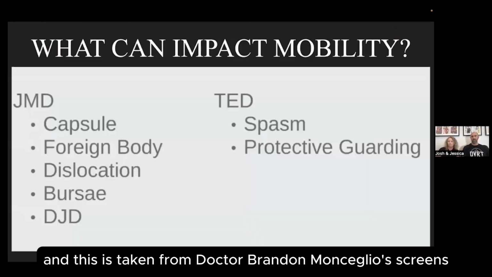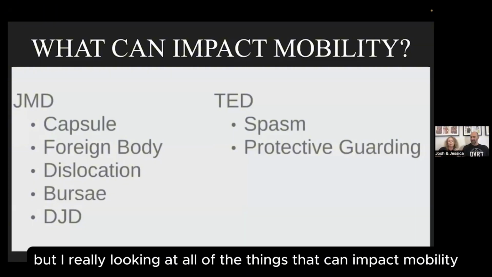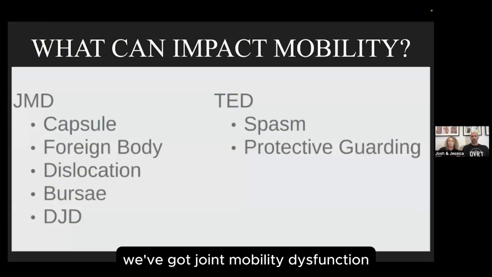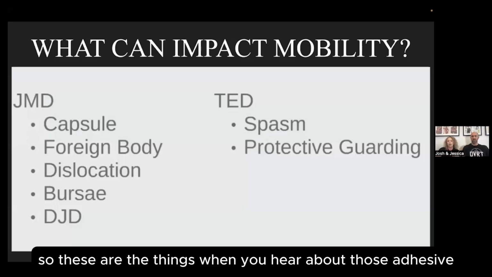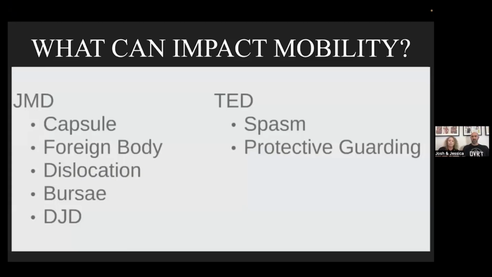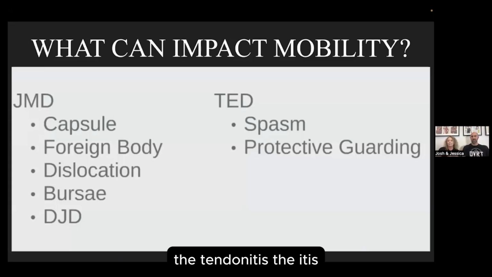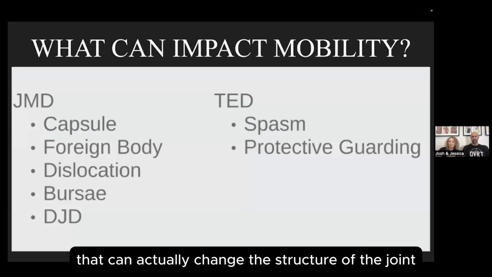And this is taken from Dr. Brandon Moncello's screens. I don't know if I said his name right. Well, we'll have to ask him later on. But really looking at all of the things that can impact mobility. We've got joint mobility dysfunction. So we've got that capsule. These are the things when you hear about adhesive capsulitis and things like that, foreign body, dislocation, bursa. So we're talking about the bursitis, the tendinitis, the itises, all of those inflammatory responses, degenerative joint disease that can actually change the structure of the joint.